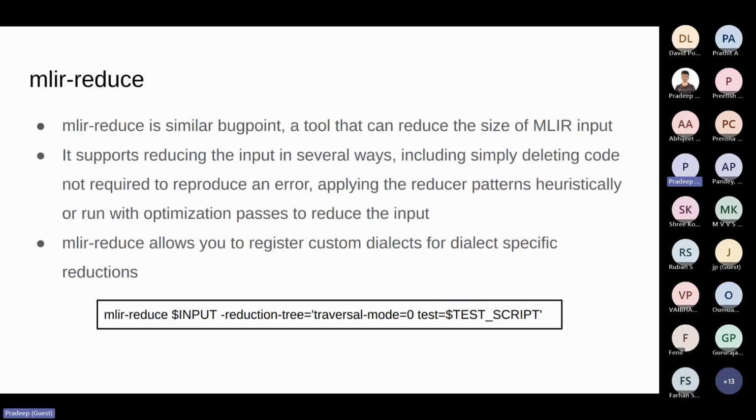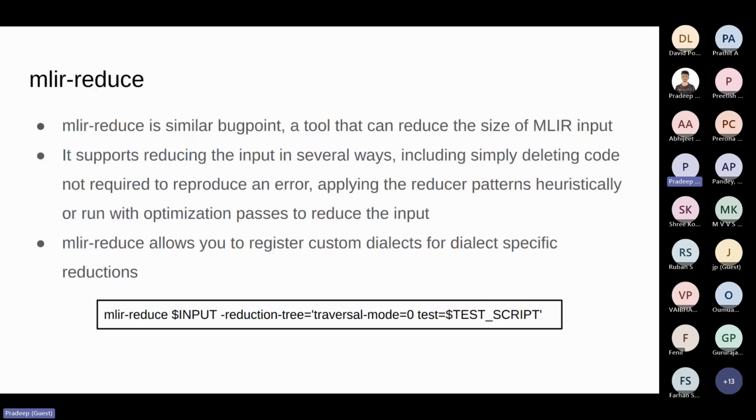So the interesting case about mlir is that you have operations, and each of these operations can be part of different dialects, and the semantics of the dialect is important for a better reduction. So this is again a domain-based reduction because you're focusing on just MLIR, and mlir-reduce allows you to register custom dialects for that.